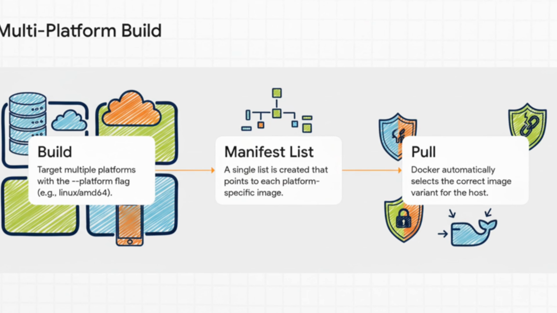You just run one single build command, and you tell it all the platforms you want to support. Docker then builds everything and creates that manifest list, which is basically a map pointing to the right image layers for each chip. So when a machine goes to pull the image, Docker just peeks at the local hardware and automatically grabs the correct version. So simple and so effective.